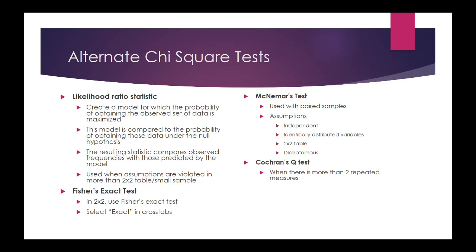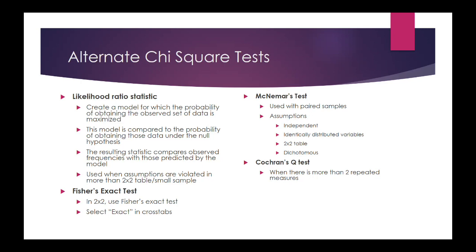McNemar's test is another option for chi-square, but this is used with paired samples. And this is, again, strictly used for a 2x2 table. And each of those variables has to be dichotomous. So it's either a yes or no, or a 1 or a 2. It can't be anything larger than that. Again, it's recommended that you don't run anything other than McNemar's if it's larger than 2x2.